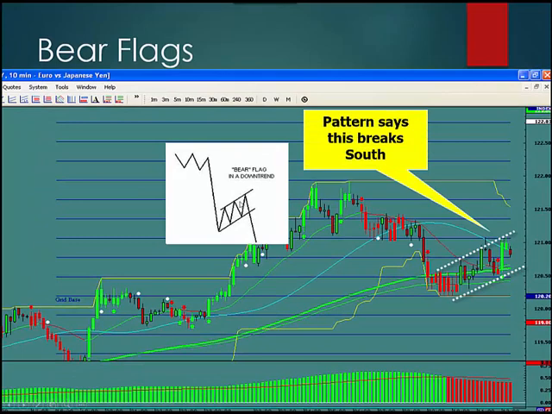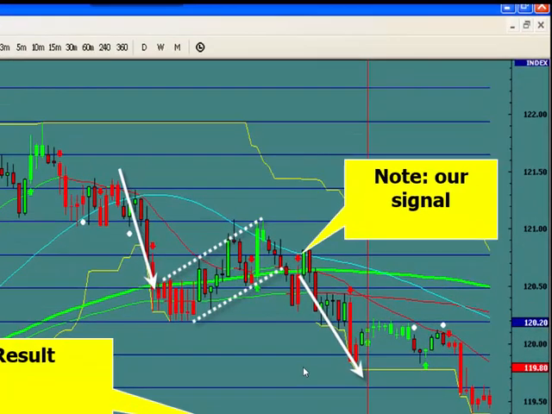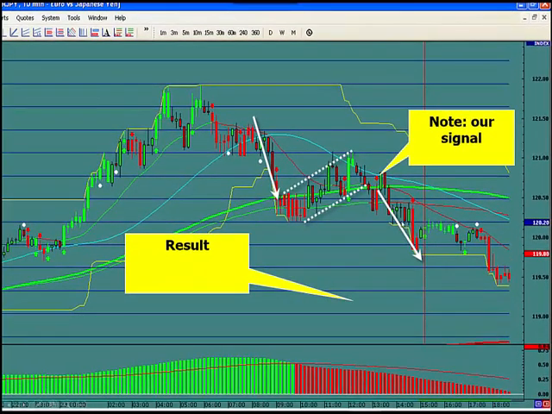So there's what the chart pattern says it's going to do. It breaks to the south, so take them at their word. So there it is. Note our signal, and the result is a downward move. And of course, this one went 1, 2, 3, 4, almost 5 T30s, almost 150 pips.